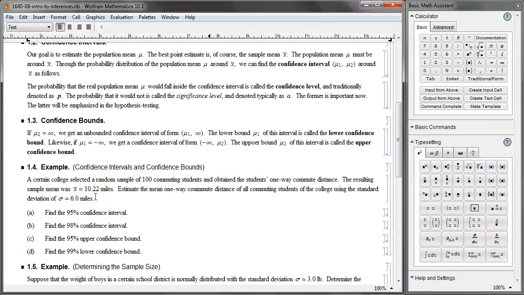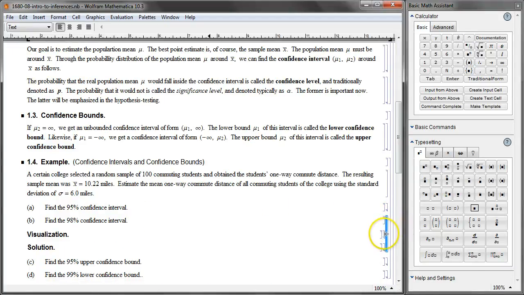Let's go back to this example. A certain college selected a random sample of 100 commuting students and obtained the students' one-way commuting distance. The resulting sample mean was that, so that is the center. This is the center of the normal picture. And then sigma was given, so we have to calculate the standard error, sigma over square root of n. And this time, let's look for a 98% confidence interval. Okay, let's go ahead and do that.